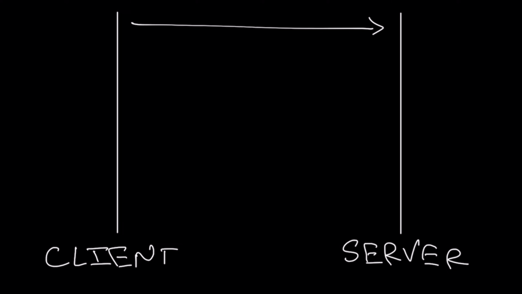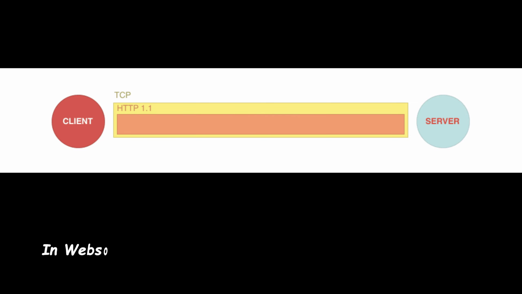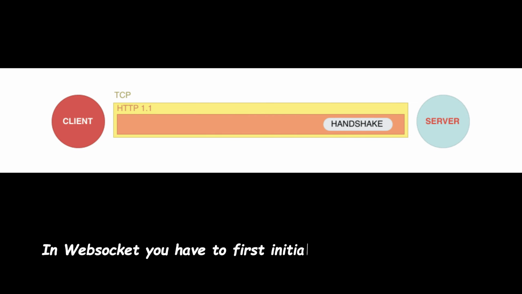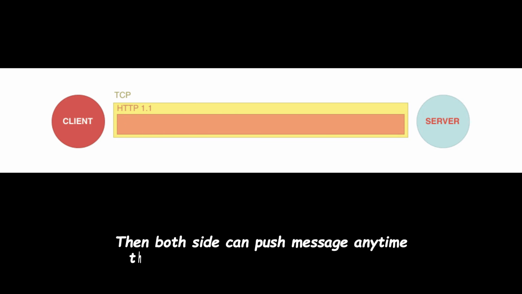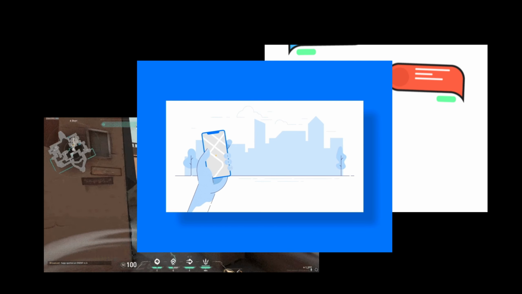WebSocket, on the other hand, is like a relationship where both client and the server can send messages anytime they want. WebSocket enables real-time connection between the client and the server. In WebSocket, you have to first initialize a connection via HTTP, then both sides can push messages anytime they want until the connection is lost. It is used in chat applications, gaming, and also while booking a cab through Uber. A video on that data pipeline soon.